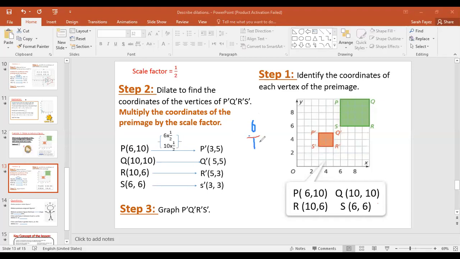See, it's like 6/1 times 1/2. So we multiply 6 times 1, 6, and 2 times 1, 2. 6 over 2 equals what? 3. That's it. The same for this one: 10 over 1 times 1 over 2 is 10 over 2, which is what? 5. Very good. Thank you, Mariam.